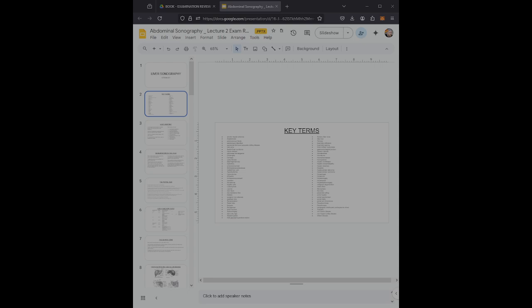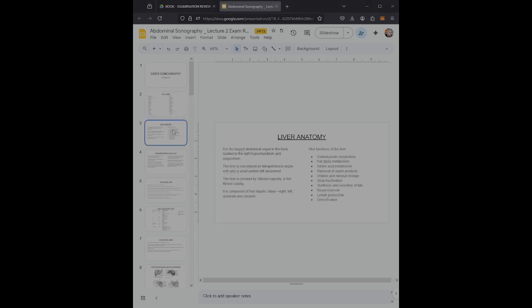Von Hippel-Lindau disease, we looked at this also in the lecture prior, is an inherited disease that includes the development of cysts within the liver, pancreas, and other organs. Wilson's disease is a congenital disorder that causes the body to accumulate excess copper. So moving on, we move on to liver anatomy.